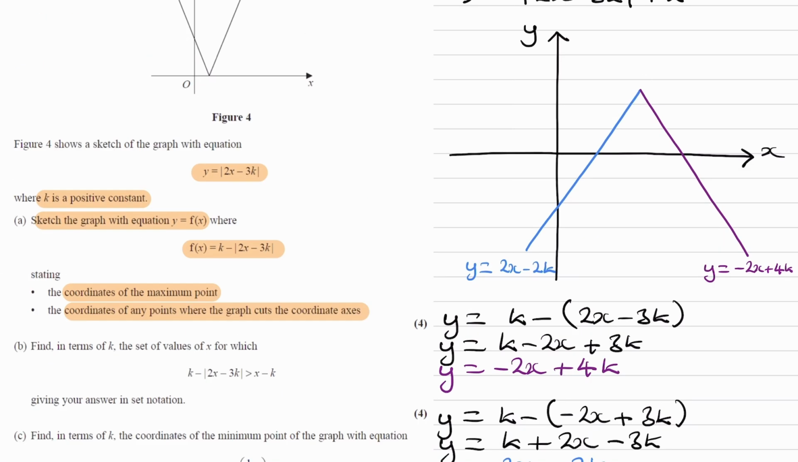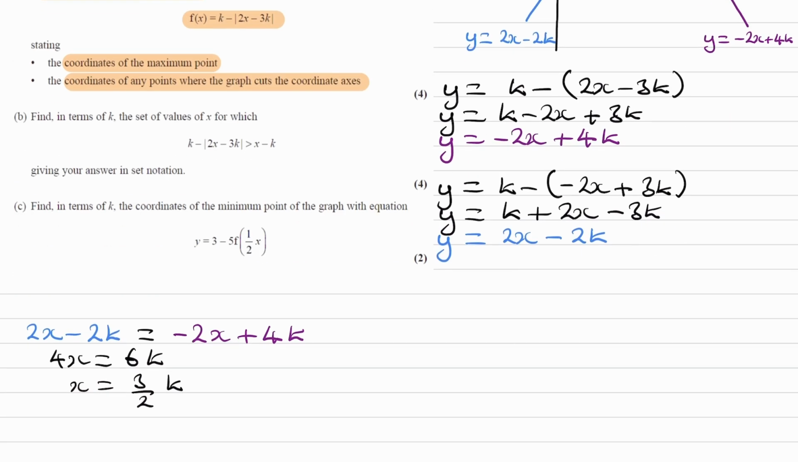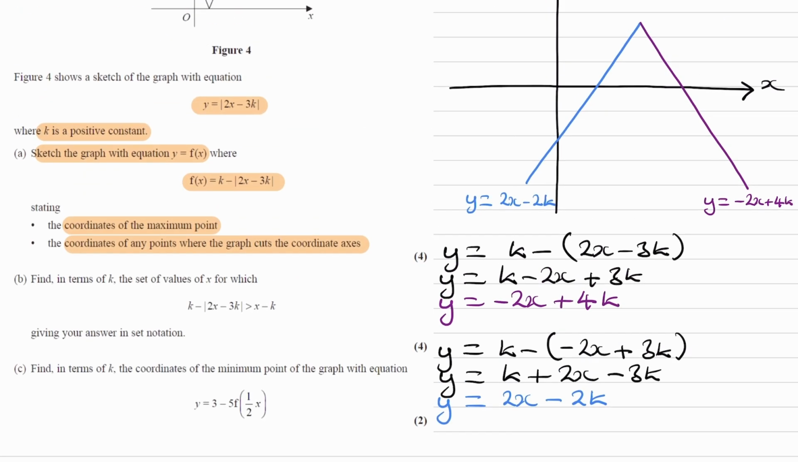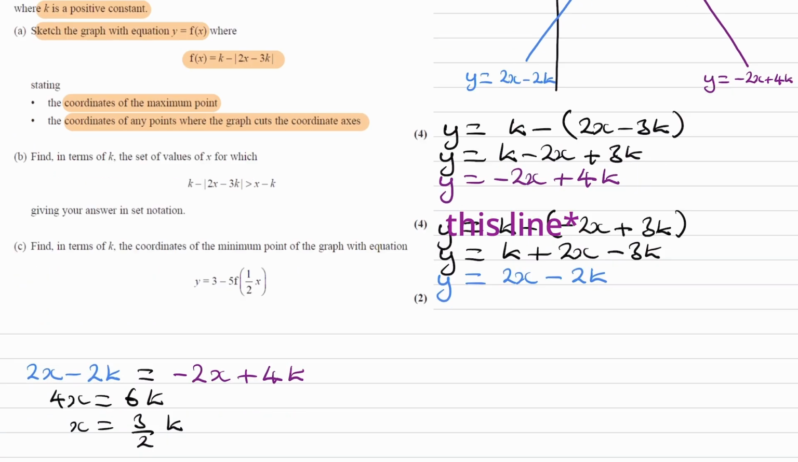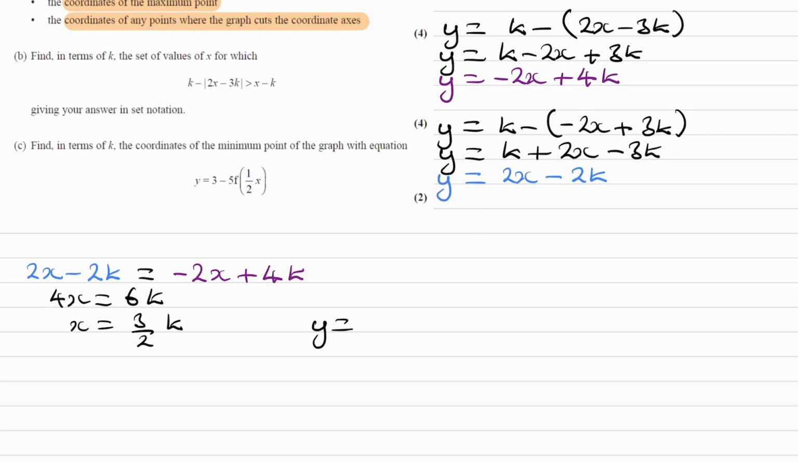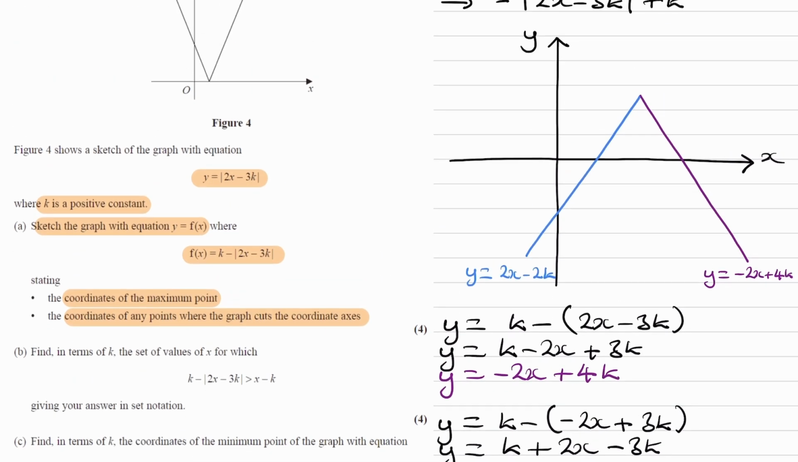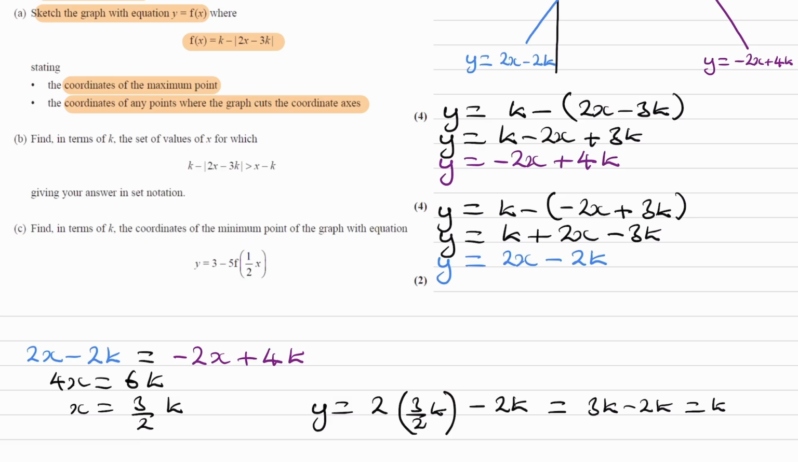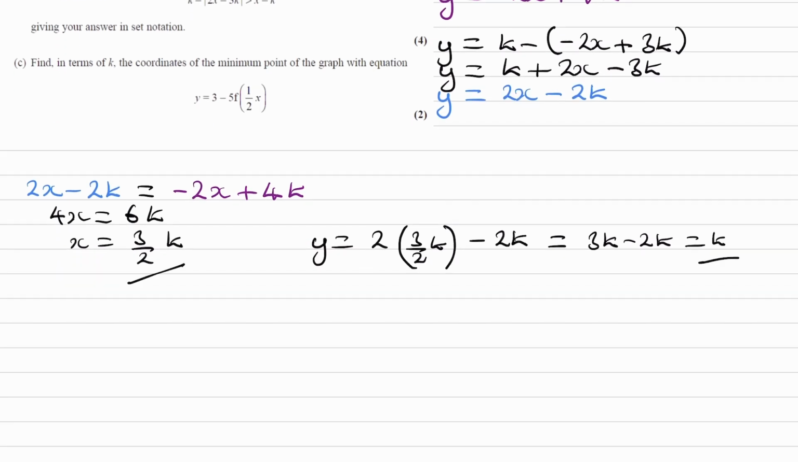Now we need to work out the y coordinate. We can work out the y coordinate by simply plugging in this x coordinate into one of these two lines, and that will give us the y coordinate of this point. So I'll use this line over here, the 2x minus 2k. So y is equal to 2x minus 2k. x is 3 over 2 k, so multiplying these two things out, you get 3k, and that will just give us k. So therefore, this point up here is (3 over 2 k, k).